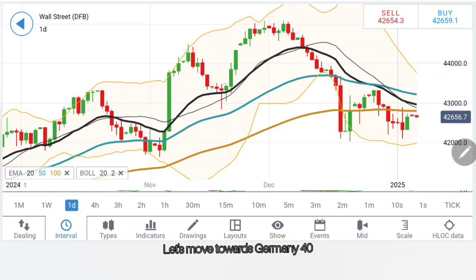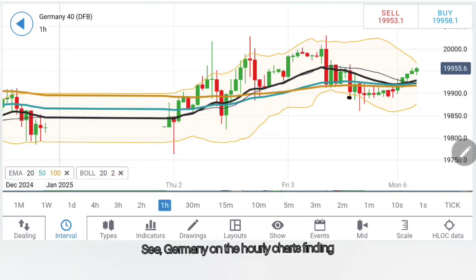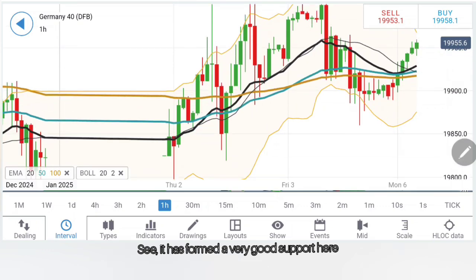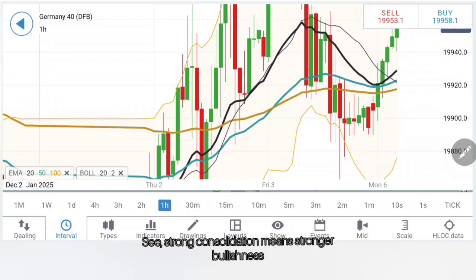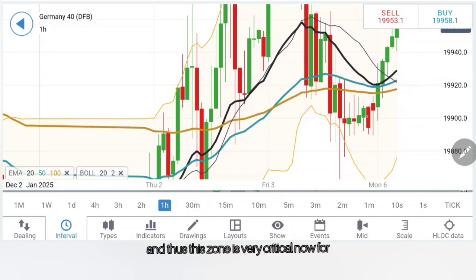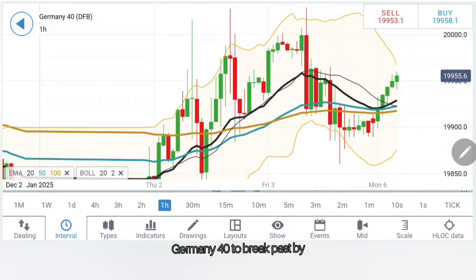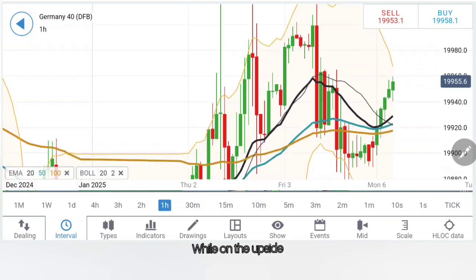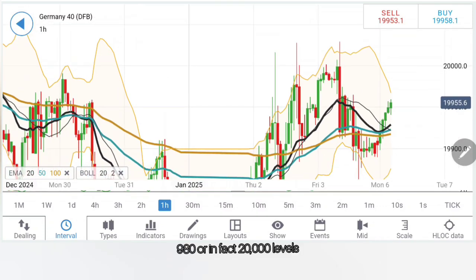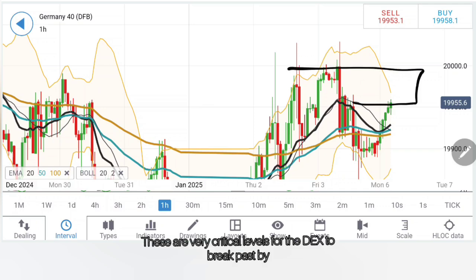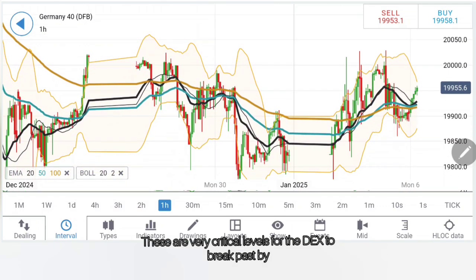Let's move towards Germany40. See, Germany on the hourly charts finding the support here at 19,880, 900. See, it has formed a very good support here and now trying to rise. Strong consolidation means stronger bullishness, and that is what has happened here. And thus, this zone is very critical now for Germany40 to break past. On the upside, we can also notice 19,960, 980, or in fact 20,000 levels. These are very critical levels for the DAX to break past.